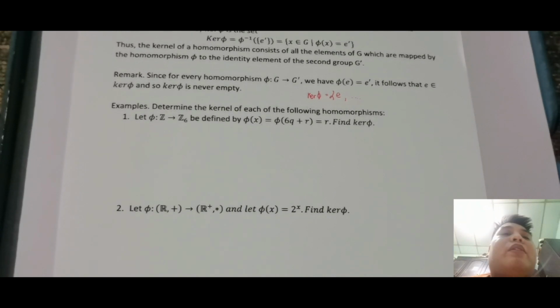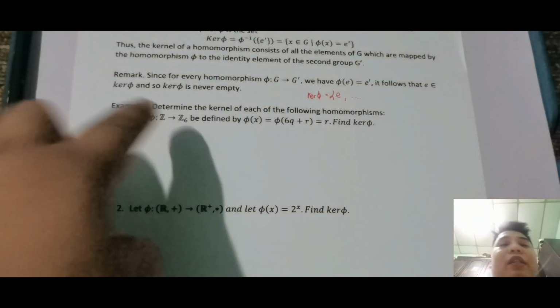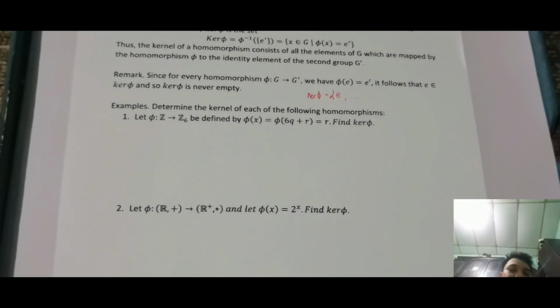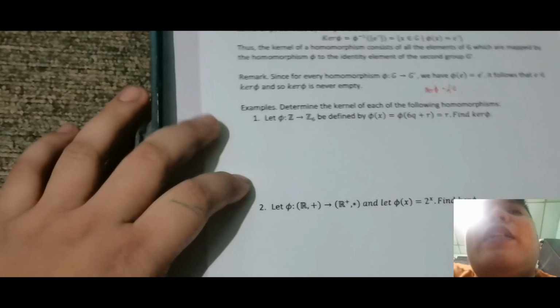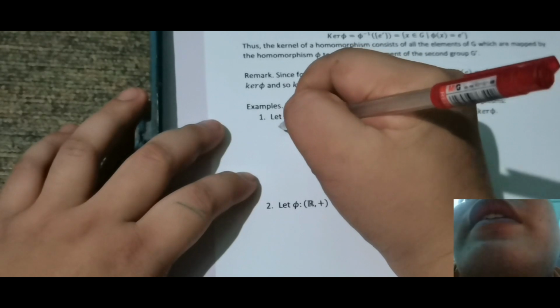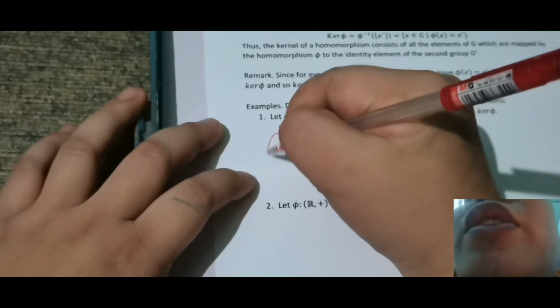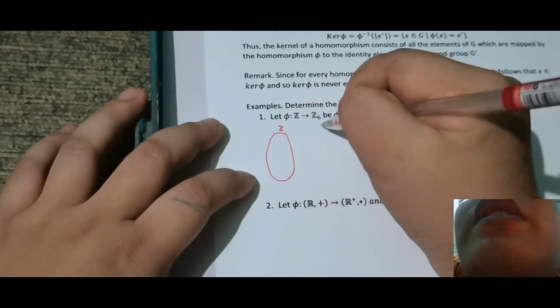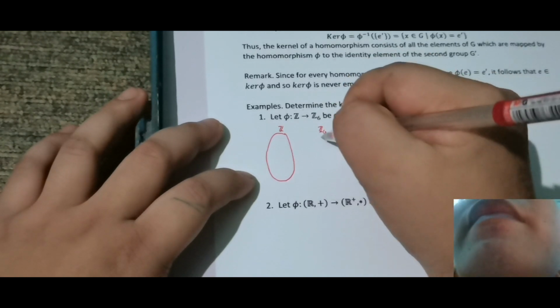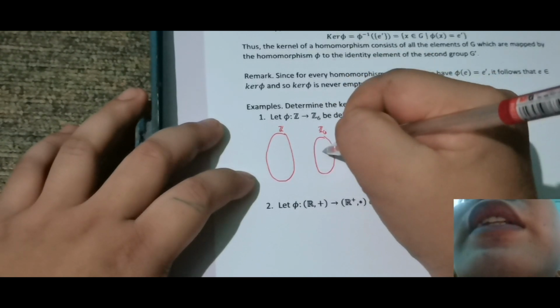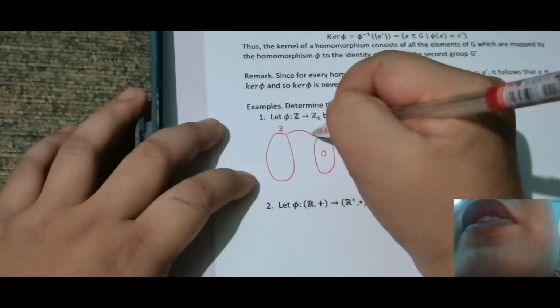Okay, so let P be a function mapping from Z going to Z sub 6, defined by P of X equal to P of 6Q plus R equal to R. Find the ker of P. We all know that the identity element of Z sub 6 is 0. So notice, this is Z, and this is Z sub 6. Actually, even through illustration alone, all of these can be answered. In Z sub 6 the identity element is 0. So this is the ker P.